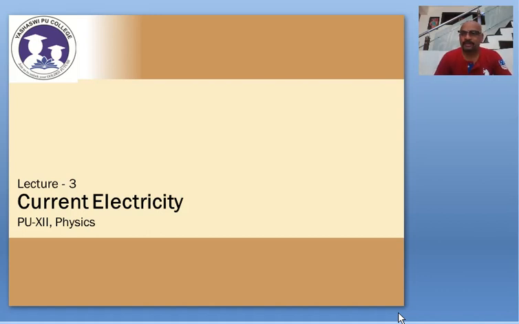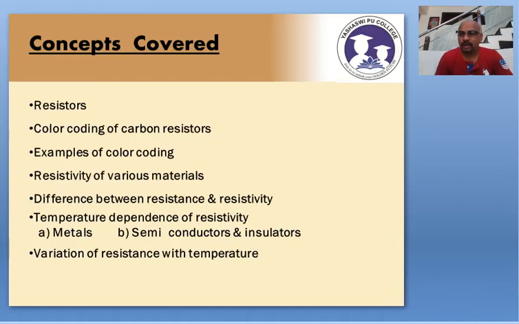Dear students, in this session we will learn about resistors and different types of resistors. To identify the value of the resistance there is a color coding, and we will learn about the color coding of the carbon resistors. So we will learn a few examples. Later we will learn about the resistivity of various materials.